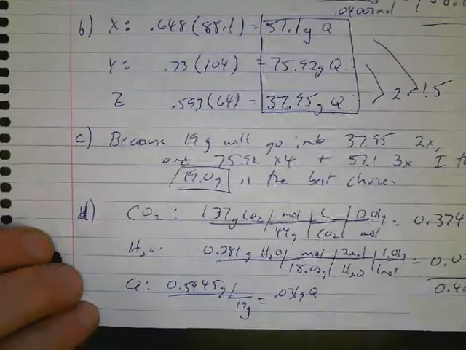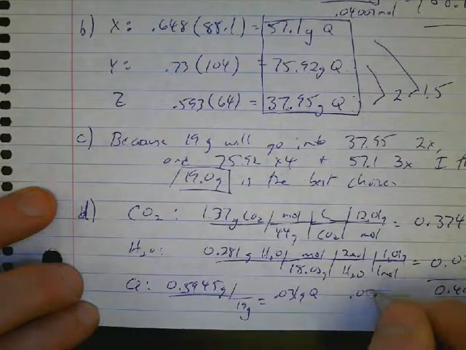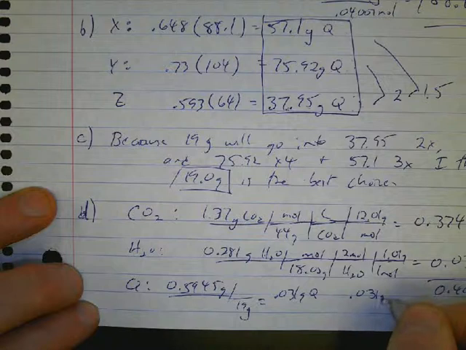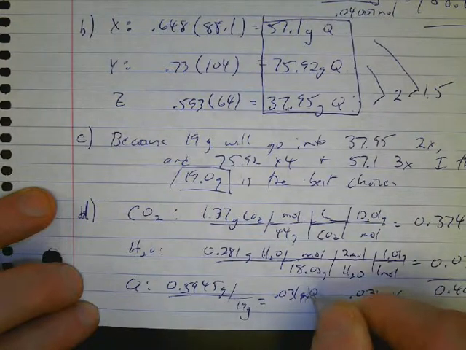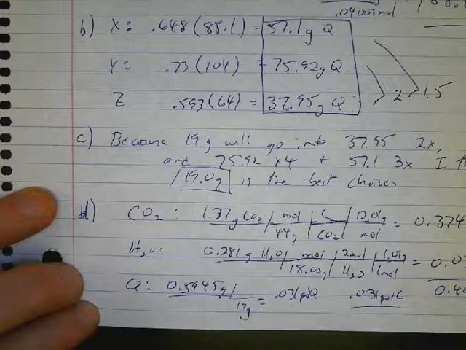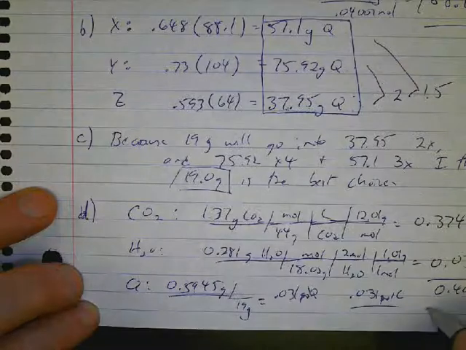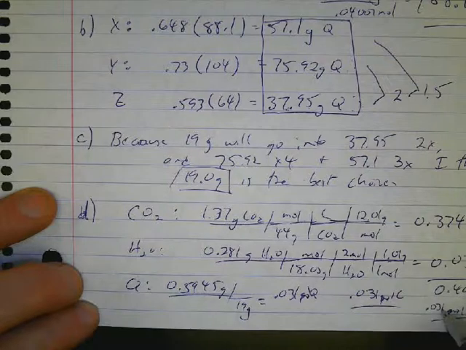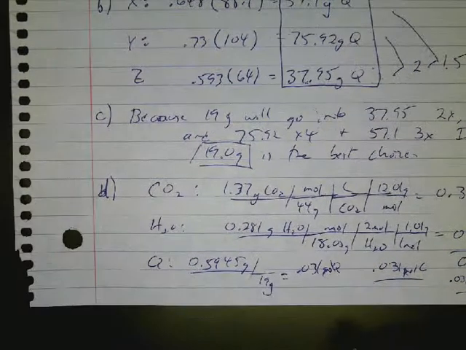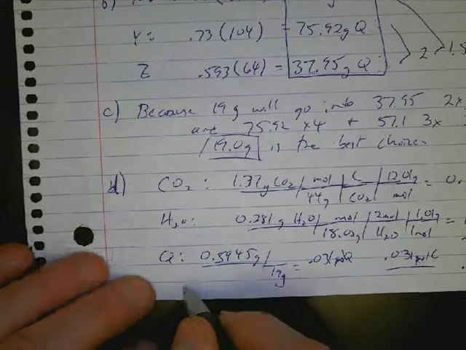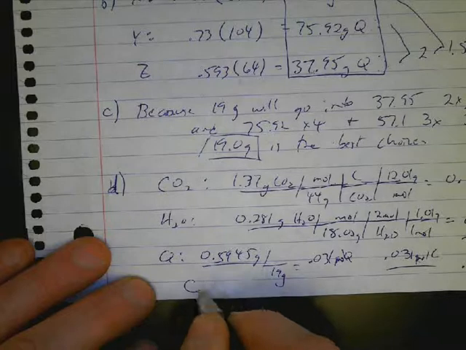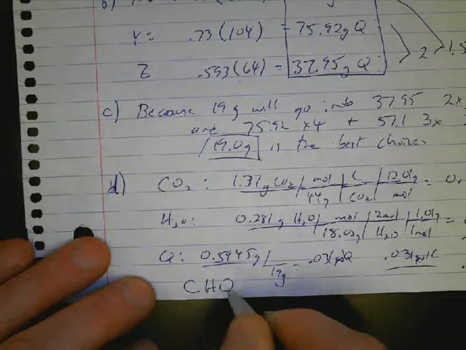I have 0.03 moles of carbon, sorry. That's moles. Sorry. And I have 0.031 moles of hydrogen. Isn't that interesting? I've got 3, divide through by the smallest one. So the empirical formula is CHQ.